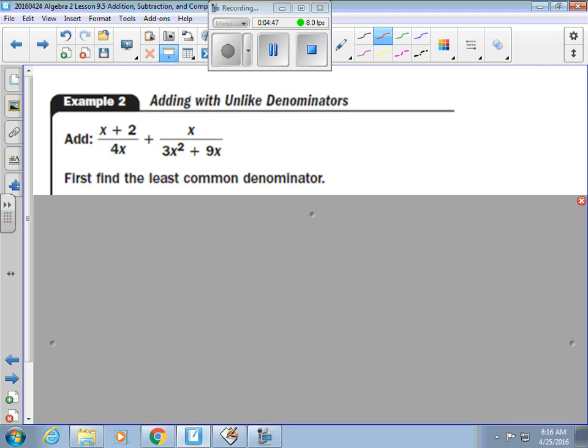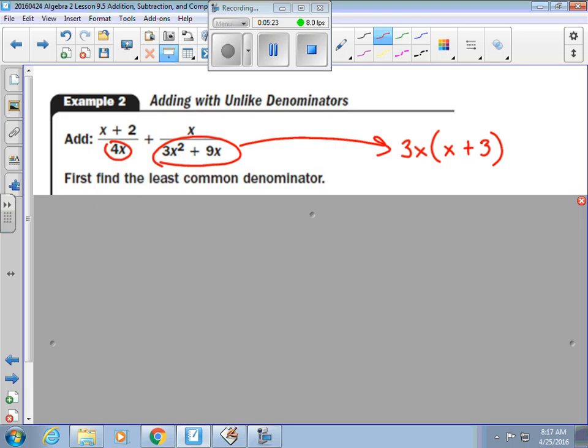So right here, just looking at the bottoms, 4x and 3x squared plus 9x. 4x can't be factored out because it's just one term. It's a monomial. But 3x squared plus 9x can. We know that 3 and x can be taken out of both of those terms. 3x times x gives you 3x squared, and 3x times 3 gives you 9x. So that's its factored version, 3x times x plus 3.